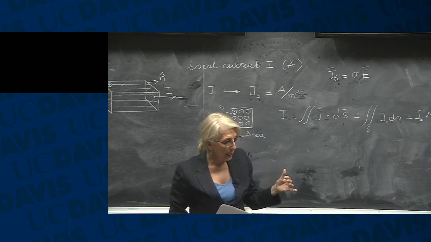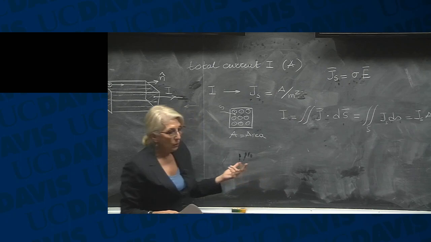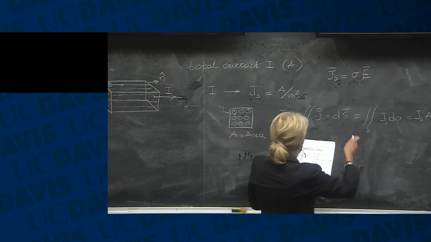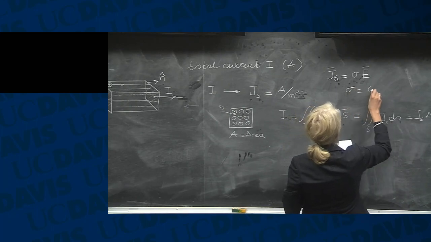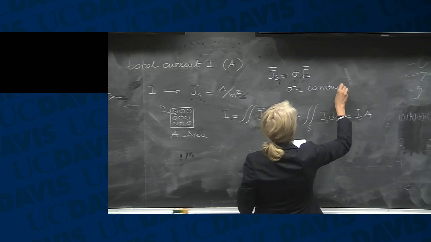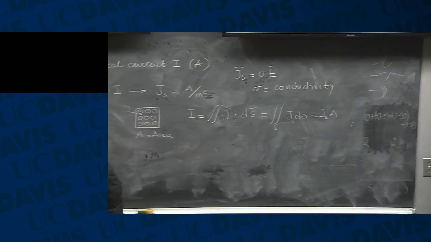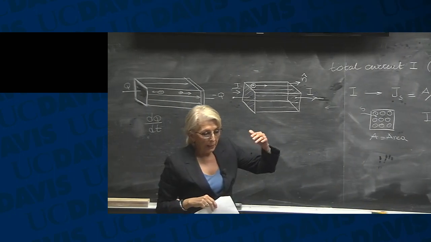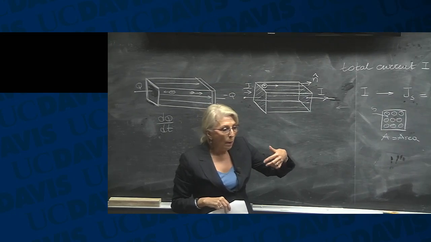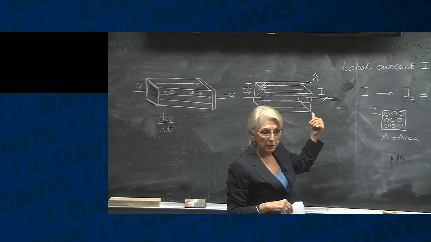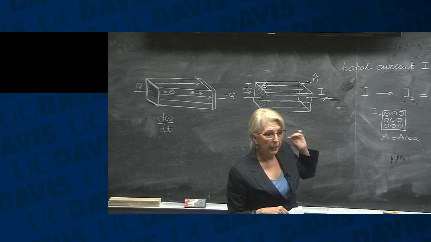And for ideal cases, we assume that this conductivity is uniform. So sigma is conductivity. And the word literally means it's a constant that shows how many of these positive charges or electrons this medium can provide that can flow through.